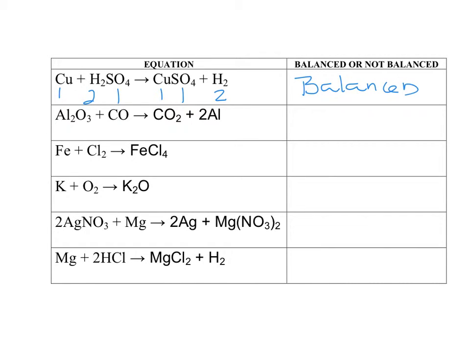Let's look at the second example. I have 2 aluminum, 3 oxygen, 1 carbon, and 1 oxygen. Over here, I have 2 aluminum, 1 carbon, and 2 oxygen. I'm missing 2 oxygen. So this is not balanced.